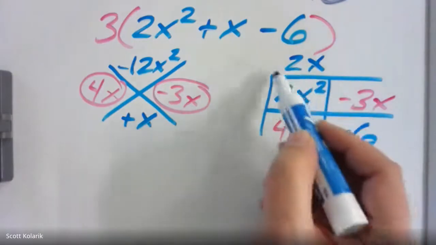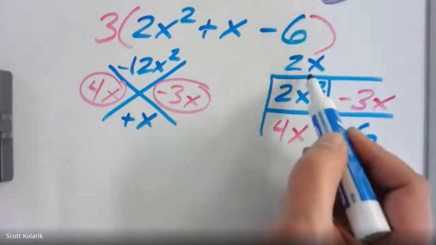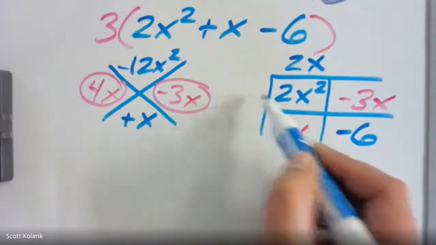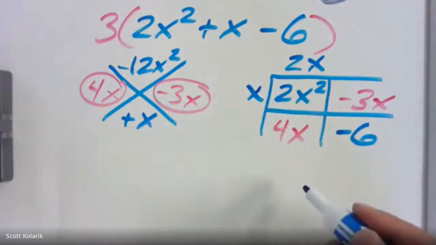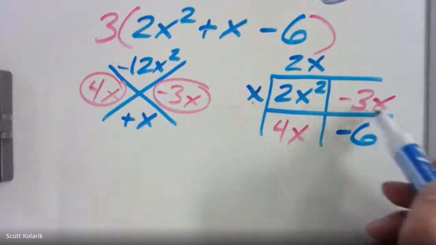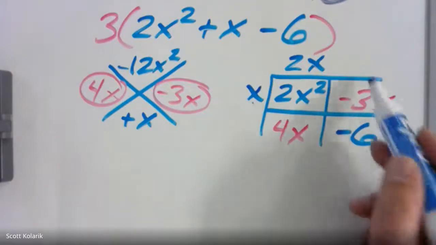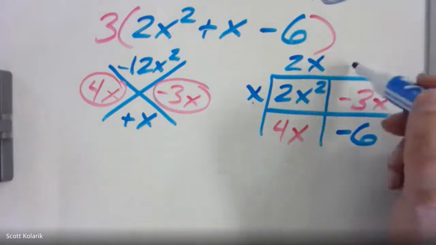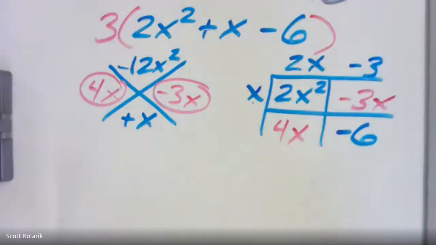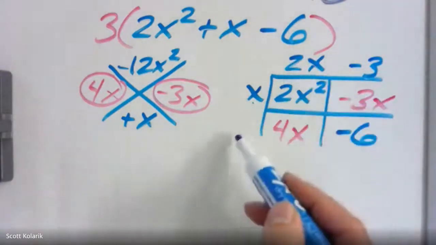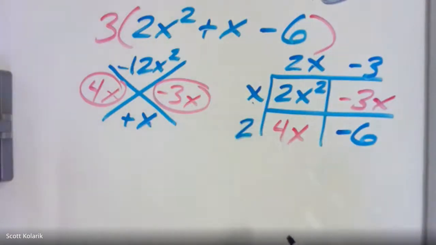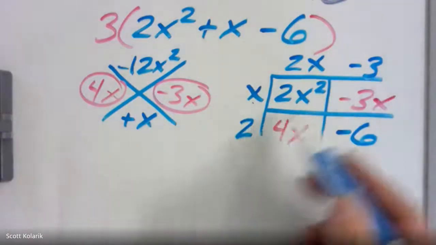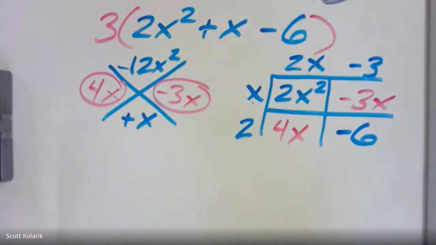Another way I could attack this is that this piece right here has to multiply by something to make 2x squared. That something here is another x. This x had to multiply by something to give me negative 3x. That something is up here. That something would be negative 3. And then this 2x would have to multiply by something to give me 4x. That something is 2. Each of these would also be the greatest common factor for the respective rows or columns.